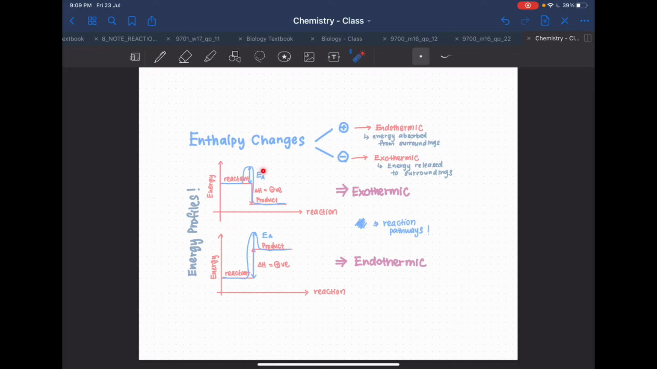You can see that the activation energy is labeled here, here and here. It is the minimum amount of energy needed to start a reaction. So the reaction can be endothermic or exothermic, but it still requires a minimum energy to start the reaction.